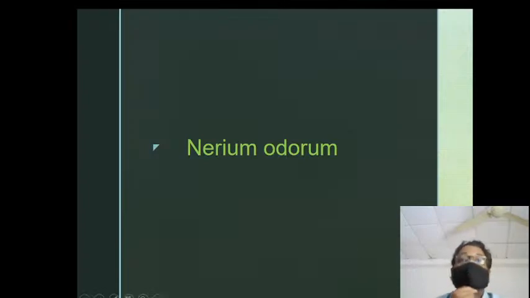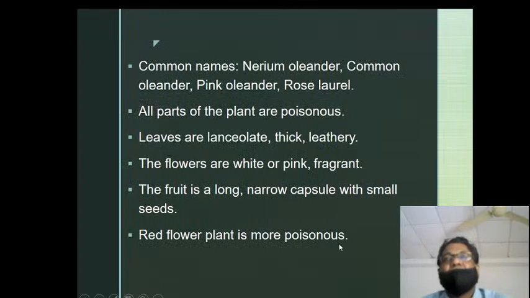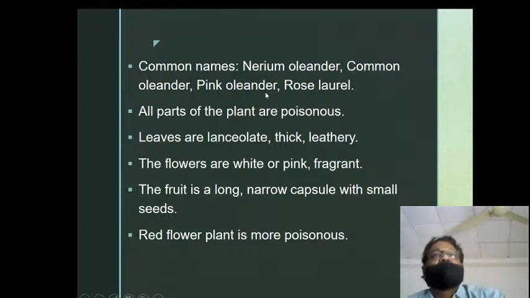Another important, most common poison is Nerium odorum. It can be used as a garden plant. In most of the houses we can use it as a garden plant. It easily grows everywhere. The common name is Nerium oleander. Other names are oleander, pink oleander, or rose bay. Common names. Nerium oleander is the scientific name.